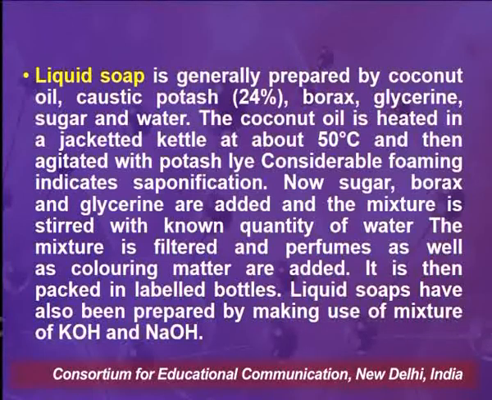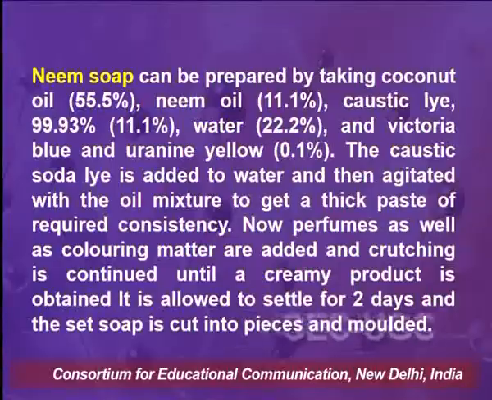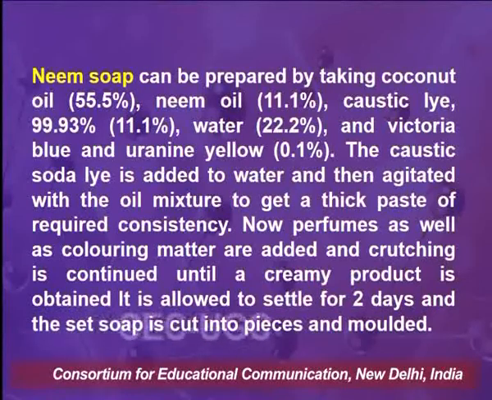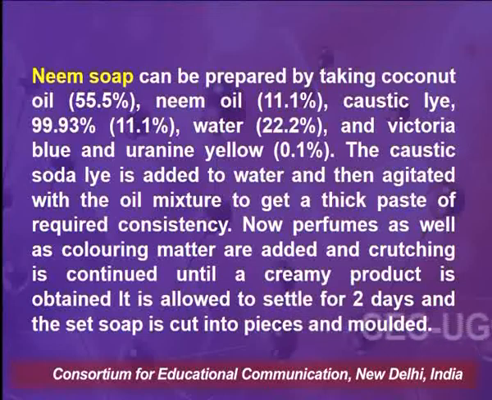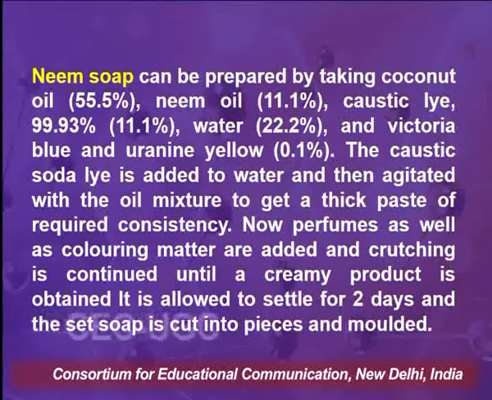Liquid soaps have also been prepared by making use of a mixture of KOH and NaOH both. Then we have neem soap, prepared from coconut oil and neem oil, with Victoria blue and Erinin blue. The caustic soda lye is added to water and then agitated with the oil mixture to get a thick paste of required consistency. Then perfumes and coloring matter are added and crutching is done until we get a creamy product, which is allowed to settle, and then the set soap is cut into pieces and molded.